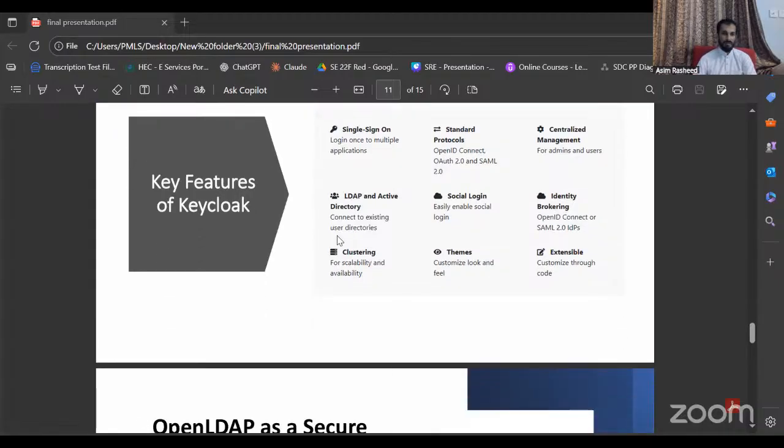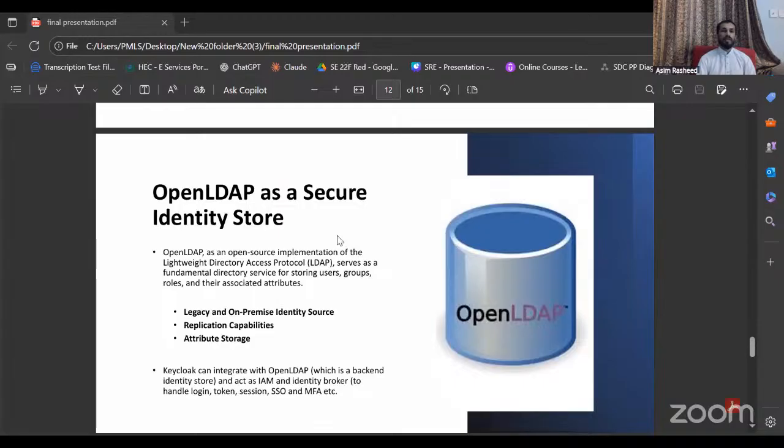We can write policies. OpenLDAP is a secure identity store. OpenLDAP is an open source implementation of the Lightweight Directory Access Protocol. It serves as a fundamental directory service for storing users, groups, roles, and their associated attributes. There are certain key features, like legacy and on-premises identity source, and replication capabilities. It is capable of replicating attribute storage. Keycloak can integrate with OpenLDAP, which is the backend identity store, and act as IAM and identity broker to handle login, token, session, SSO, and multi-factor authentication, etc.